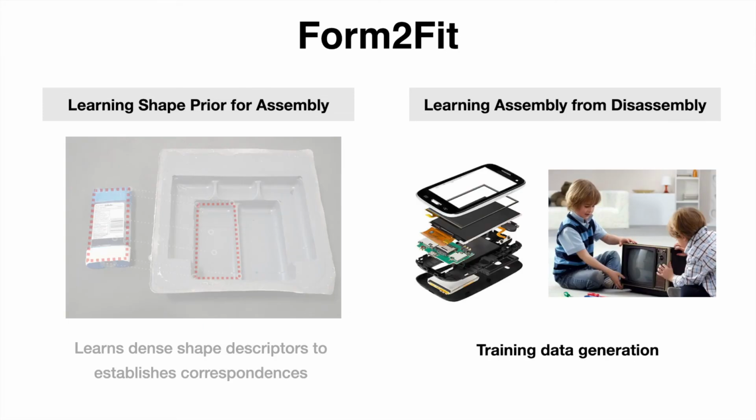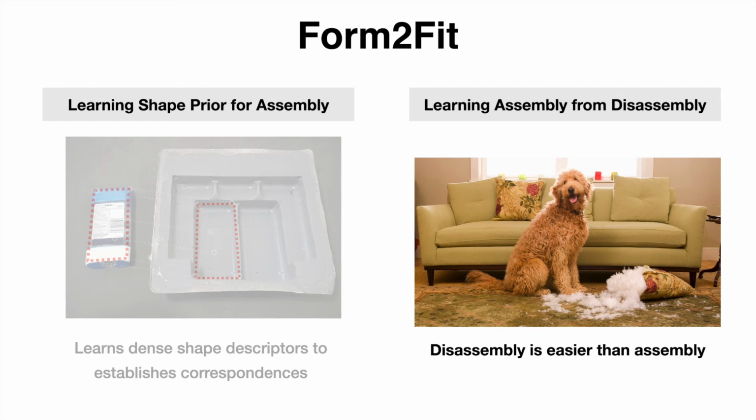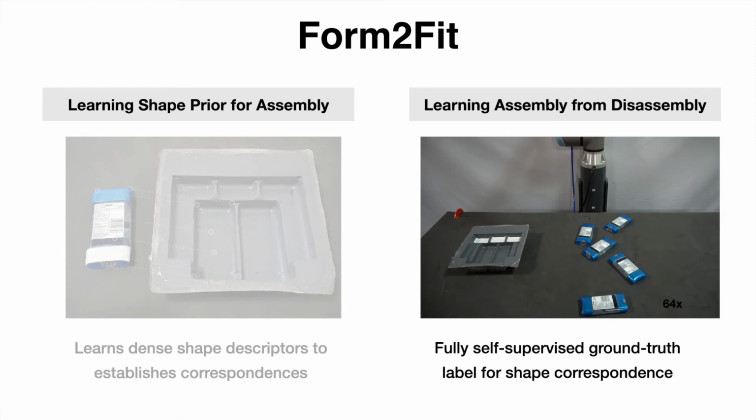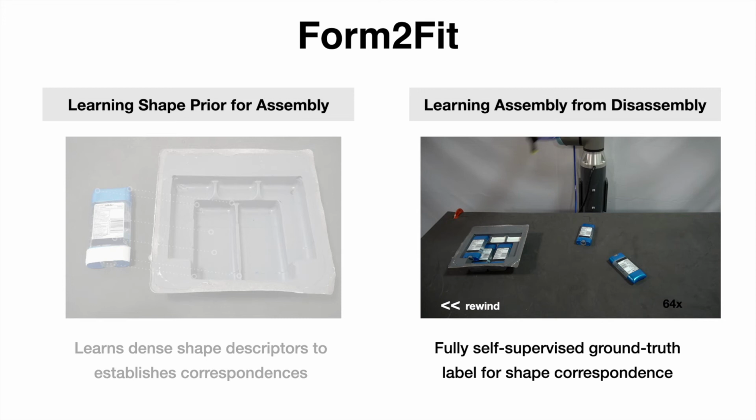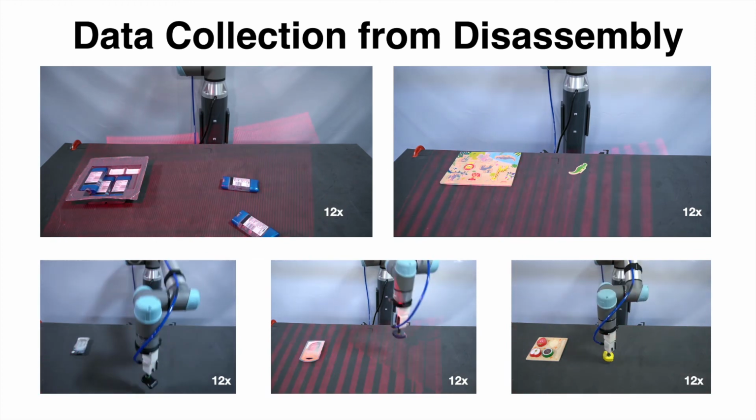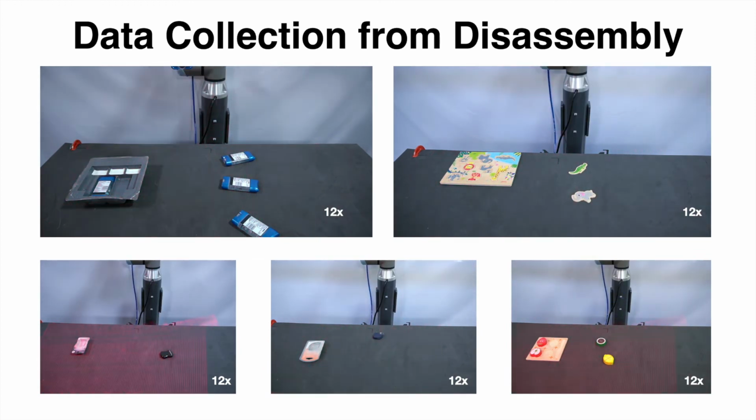And second, we observe that it is possible to acquire a large amount of high-quality shape correspondence data for assembly by allowing the system to automatically disassemble them. It is possible because we know that in many cases, disassembling an object is much easier than assembling them. To implement this idea, we designed a self-supervised data collection pipeline through disassembly. By rewinding the disassembled sequence, we can obtain the ground truth labels for assembly. Here is a video showing the data collection process by using disassembly for different objects.